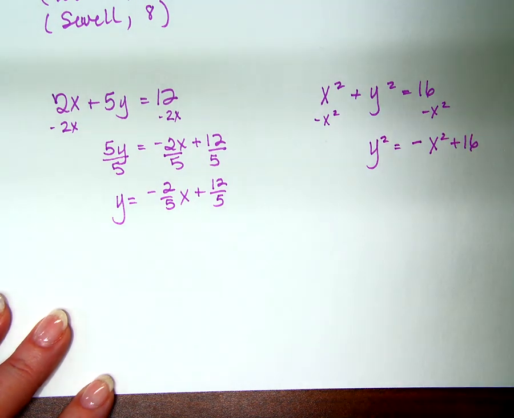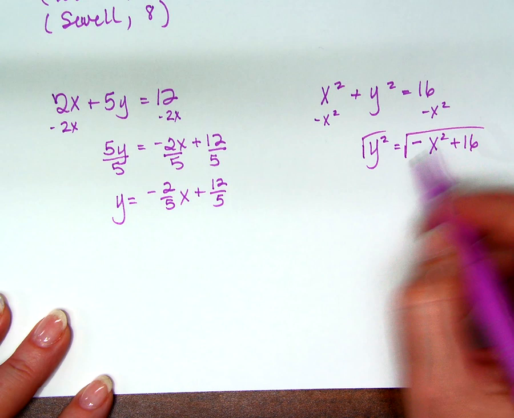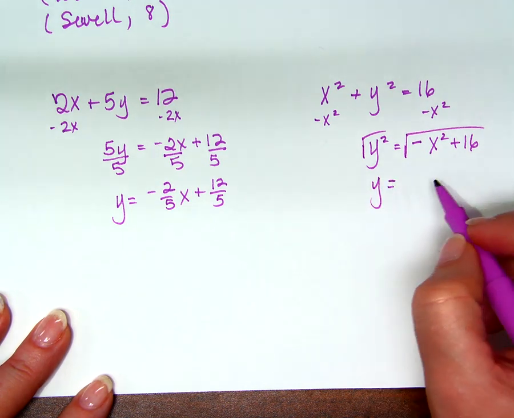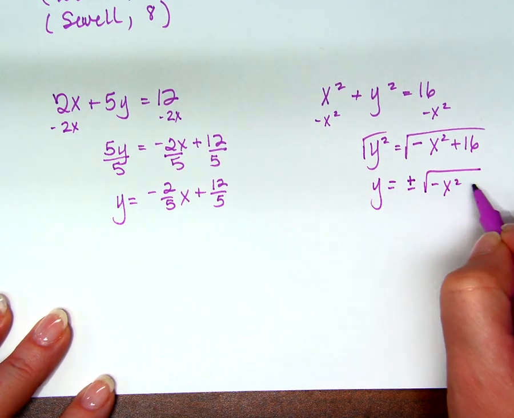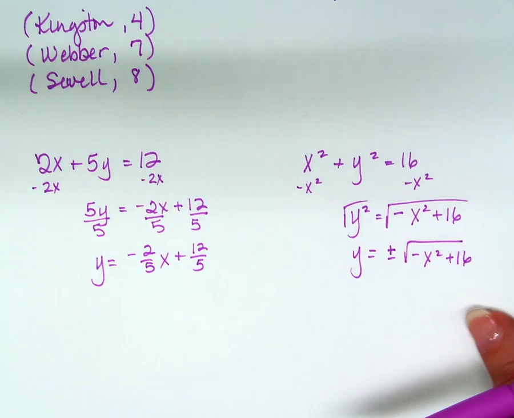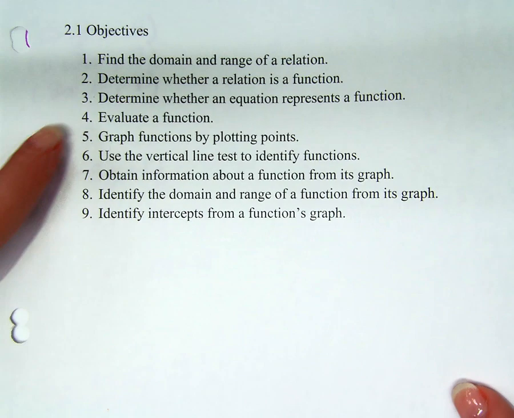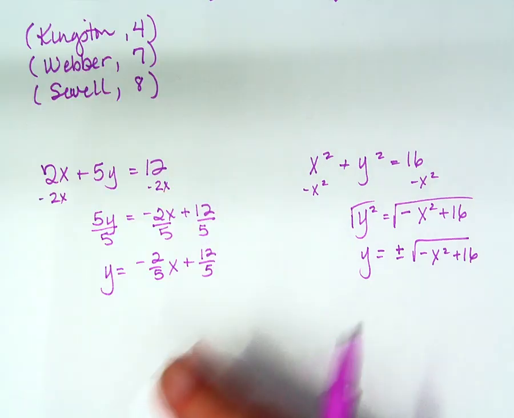And how do I solve for y? Square root both sides. If I put the square root in the problem, what else do I have to put? Plus or minus. Okay? So does that make sense? Can you take an equation and solve it for y so that you could graph it or do whatever you needed to? Okay? So that takes care of the first three objectives here on our list. Okay, let's talk about evaluating a function next.